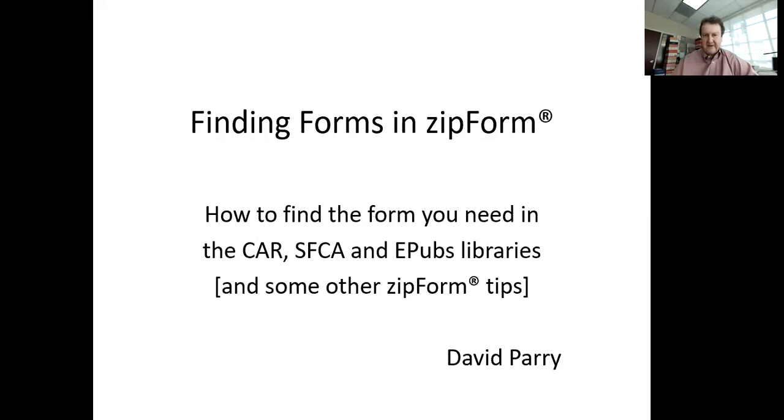So in the SFCA library, we have over 50 forms. CAR has probably more than 250 forms. And so I'll be touching on where there's overlap between the two and where you need to pick a particular form out from one of the libraries. If you have any questions, please use the chat, and Dan will be monitoring that and answering.